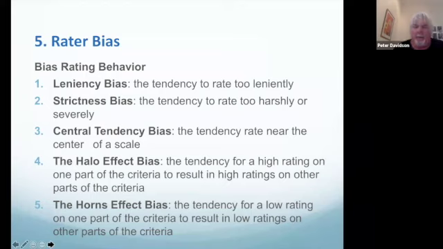The halo effect is really interesting. In the halo effect, this is the tendency for a high rating on one part of the criteria. So say you're marking a writing and the criteria has content, organization, grammar, and vocabulary. The tendency of a high rating in one area, such as grammar. So say the student gets a really high mark in grammar, because of that, they get a high mark in everything else. Even if they didn't answer the question, their organization is lousy and their vocab's lousy, because they've got good grammar, they get a real high mark.